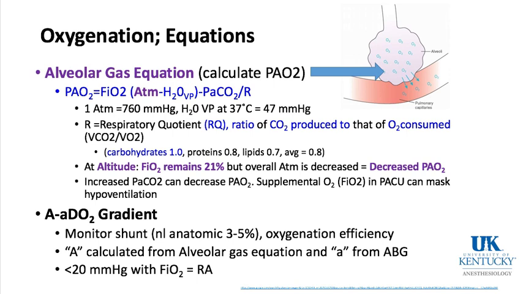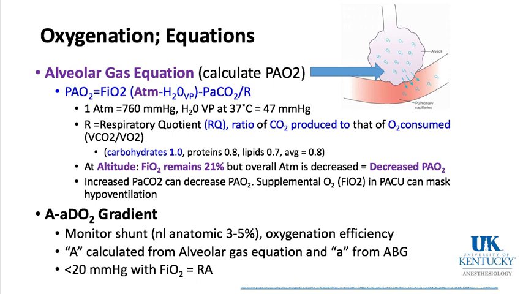Their saturation stays at 98% or so, while if they were breathing room air, FiO2 21, and their CO2, let's say, built up to 100, you could see how that would impact their PAO2, decrease their PaO2, decrease their saturation, and you would say, aha, why is their saturation decreasing? And it's because carbon dioxide is building up and displacing the oxygen from the alveolus. But supplemental oxygen can mask that hypoventilation.